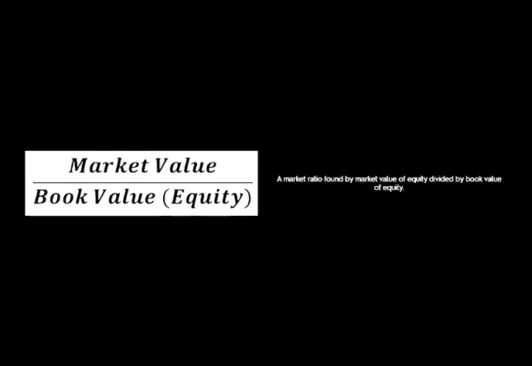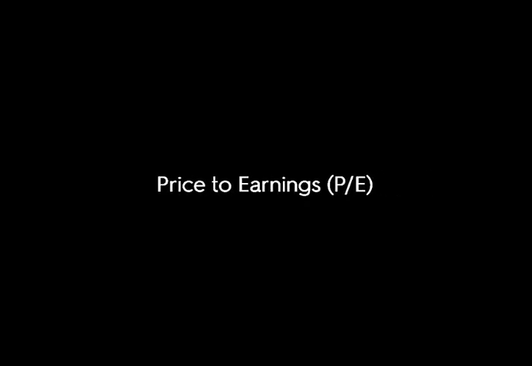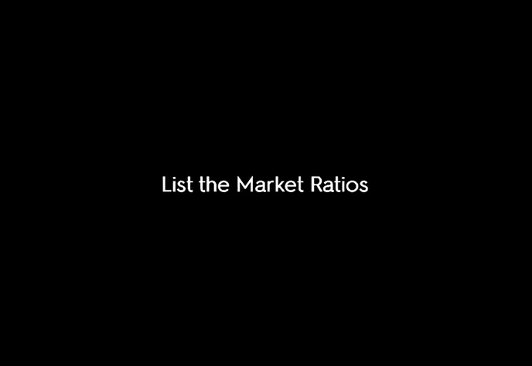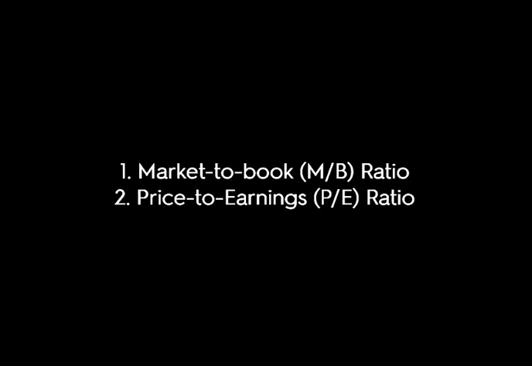Market to book. A market ratio found by market value of equity divided by book value of equity. Price to earnings. A market ratio found by price per share divided by earnings per share. List the market ratios. 1. Market to book ratio. 2. Price to earnings ratio.